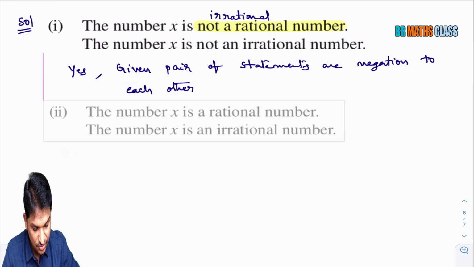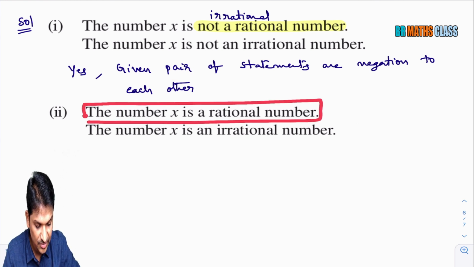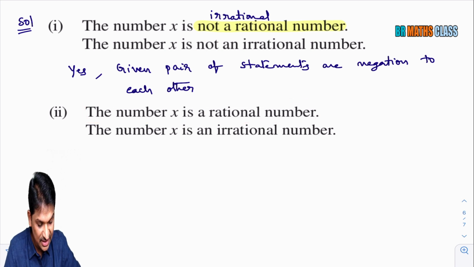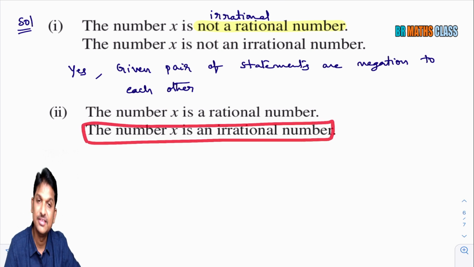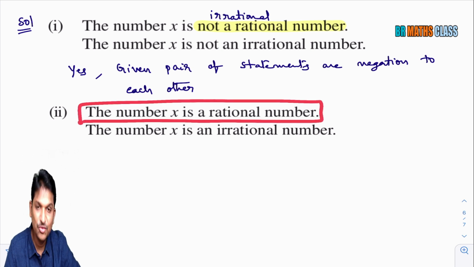What have they given in the second bit? The number x is a rational number. Listen, the number x is rational number is there. What is the negation of this statement? The negation of this statement is the number x is not rational. If the number x is not rational, what is x? x is irrational. That same thing is given in the second line.